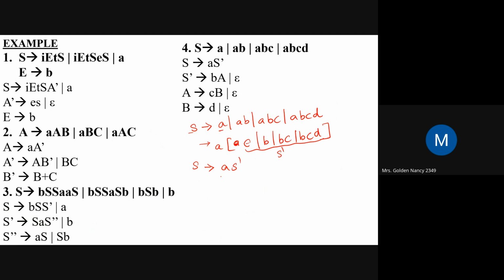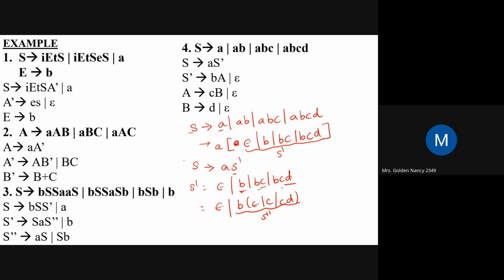Now I'm defining S dash. What is S dash? Epsilon or B or BC or BCD. So among these, B is common. So I'm taking epsilon, and without epsilon I'm taking B outside. So this becomes epsilon. Okay. If I take B outside, C will be there and CD will be here. Okay. So now this is my S double dash.